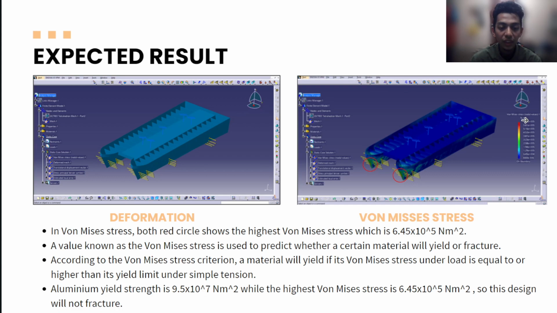Aluminium yield strength is 9.5 times 10 power of 7 Newton per meter square, while the highest von Mises stress is 6.45 times 10 power of 5 Newton per meter square. So this design will not fracture. This part is the highest von Mises stress.